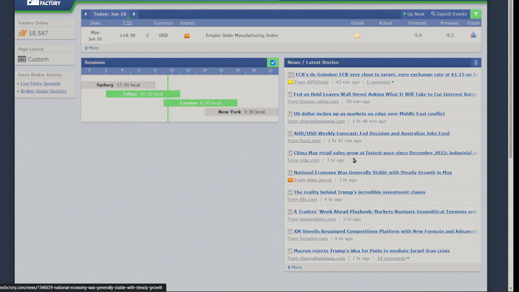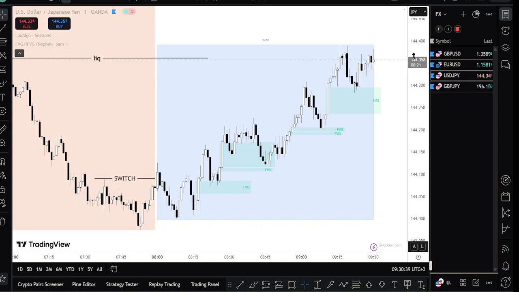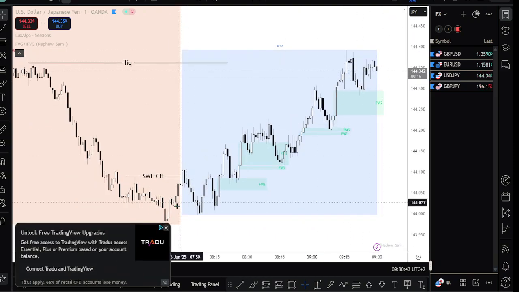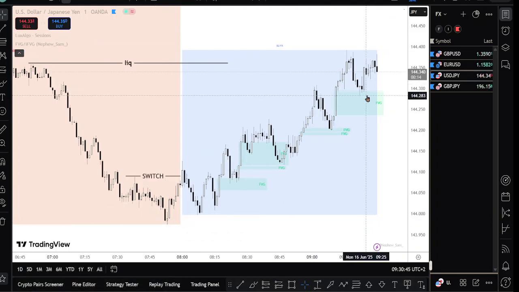Double top, maybe close below for a switch.